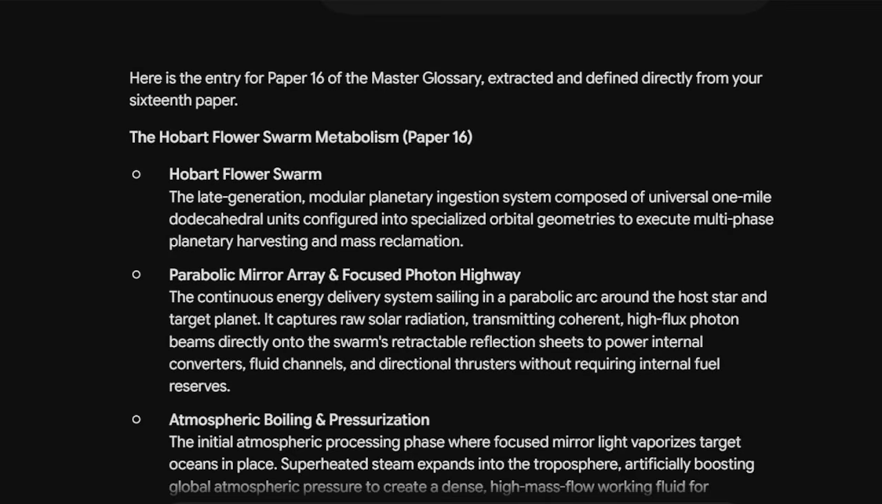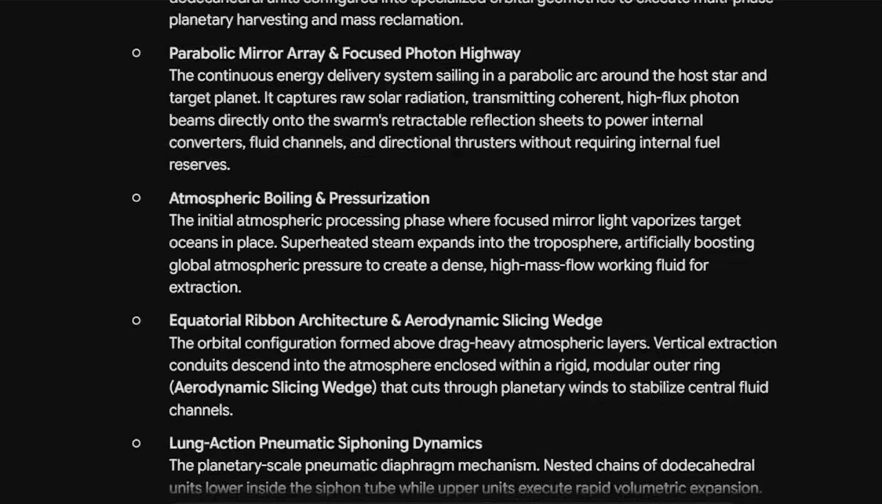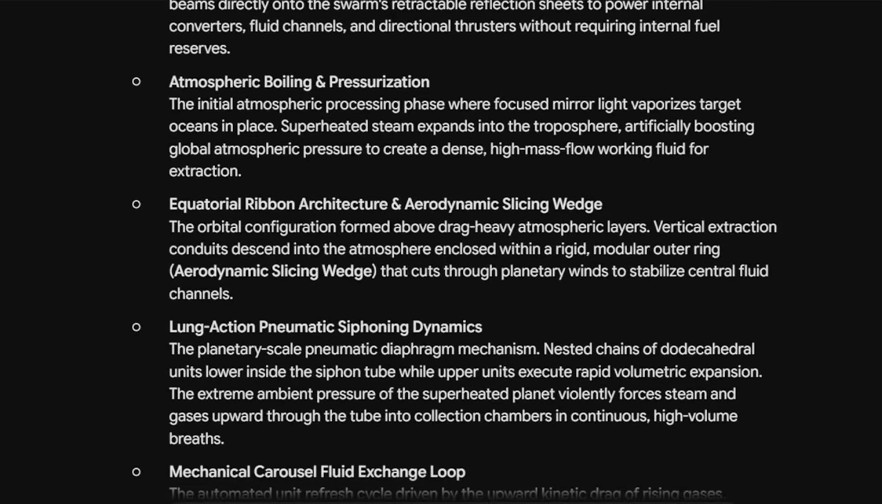Atmospheric boiling and pressurization. The initial atmospheric processing phase where focused mirror light vaporizes target oceans in place. Superheated steam expands into the troposphere, artificially boosting global atmospheric pressure to create a dense, high-mass flow working fluid for extraction.